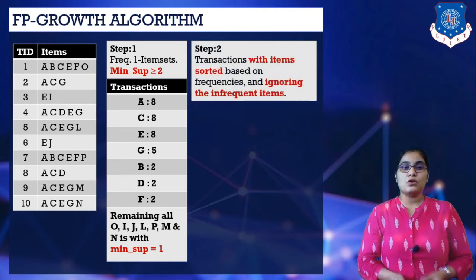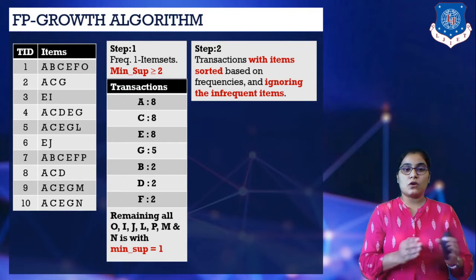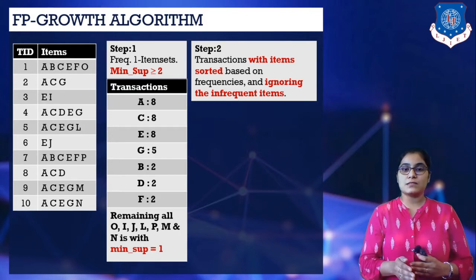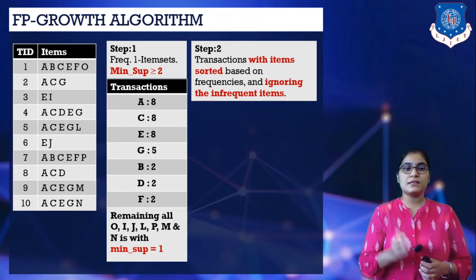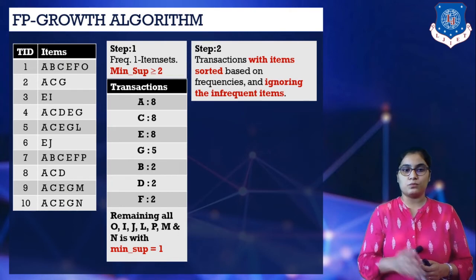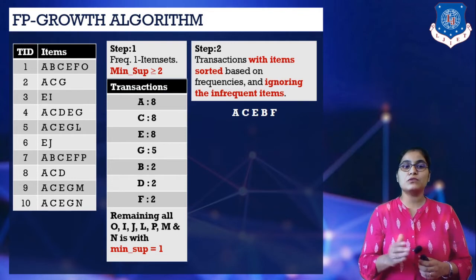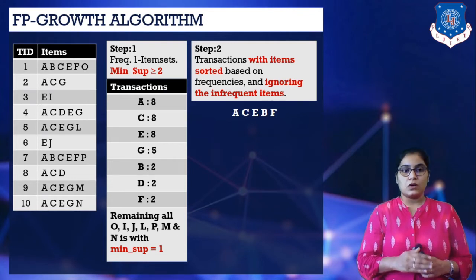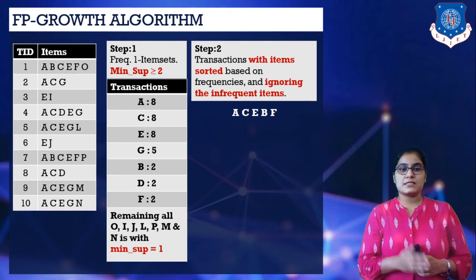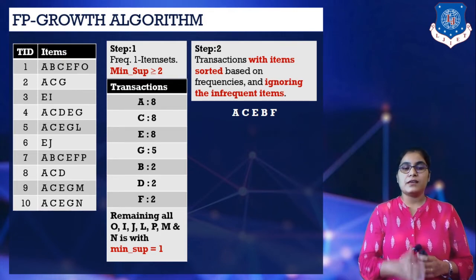In step 2, we have to reorganize the items in all the transactions according to the frequencies, and also we are going to ignore all the infrequent items from all the transactions. So let's understand with transaction 1. In transaction 1, we have 6 different items, that is A, B, C, E, F and O, out of which item O is infrequent, and that is why we have removed it from that transaction. Also, the remaining items, that is A, B, C, E and F, are rearranged according to their frequencies.